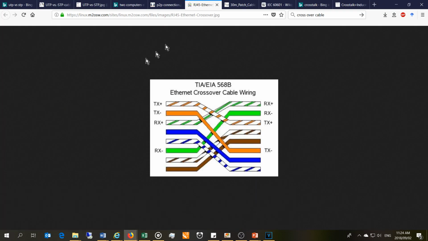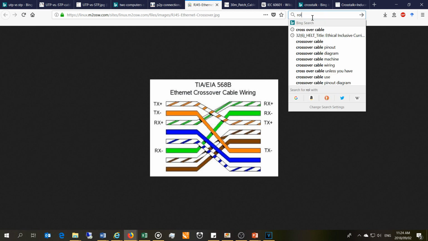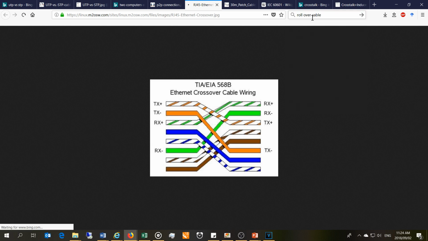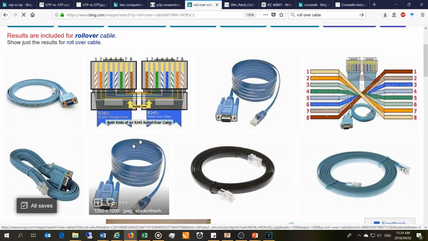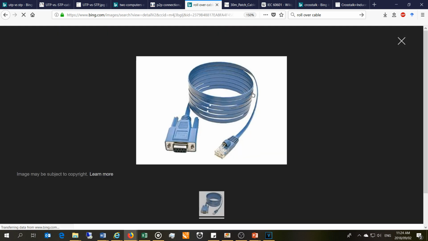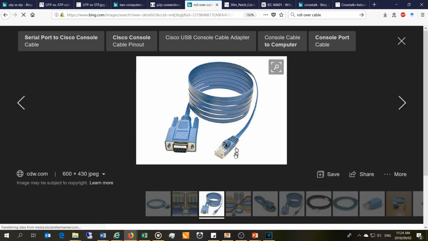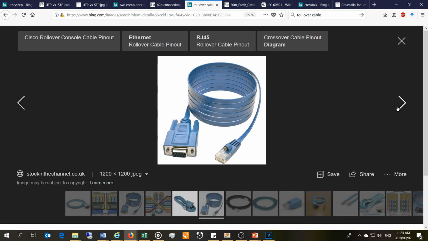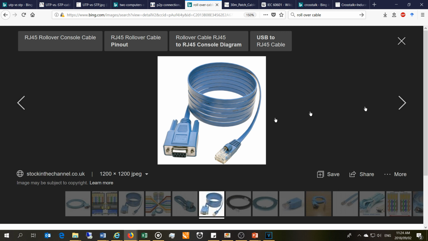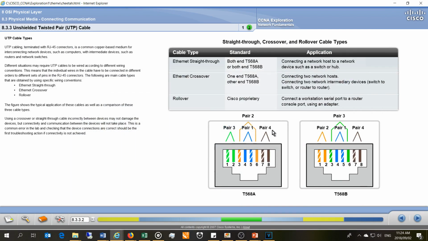A rollover cable is just the cable that we use. That is a serial cable with an Ethernet connector on the other end, mostly used for configuring routers and switches. There we go. That's the rollover cable. So you can see there's a serial interface to the Ethernet. Now, most people do not use serial anymore, so you'll find that you often use USB, or you just use direct Ethernet to Ethernet. Right, moving on.